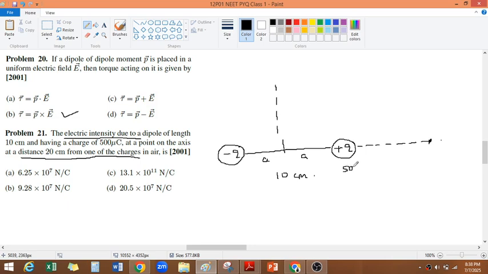having a charge of 500 microcoulomb. So one of the charges is 500 microcoulomb. So I think we have to assume that the other side is minus 500 microcoulomb, because dipole means it will be equal and opposite. At a point on the axis at a distance 20 centimeter from one of the charges. So it's not from here, it is from one of the charges here. So that means the distance 20 centimeter plus 5 centimeter, so from here it will be 25 centimeter.